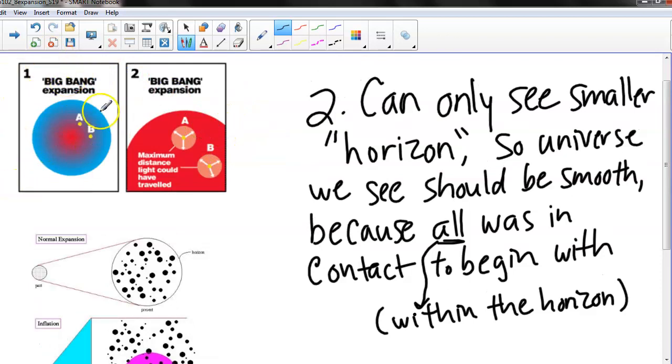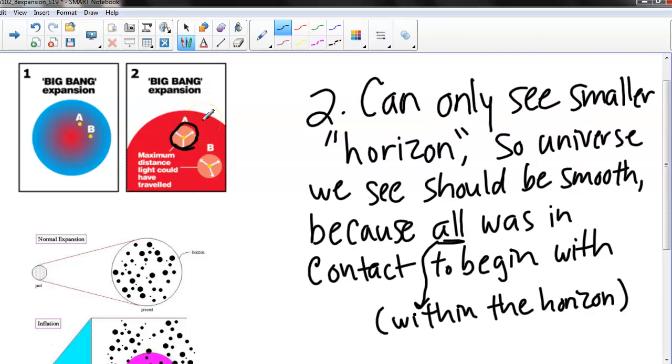So look, I showed you this number one picture before that said that with Big Bang, A and B should be different temperatures because light hasn't had time to travel across the whole universe. With this inflation, what we're saying is that all that we can see is within our horizon. That light only had this far to travel. That's all that we can see. This is what we call the observable universe. And so within our little circle here, within our horizon, everything should be the same temperature. The CMB should be smooth.